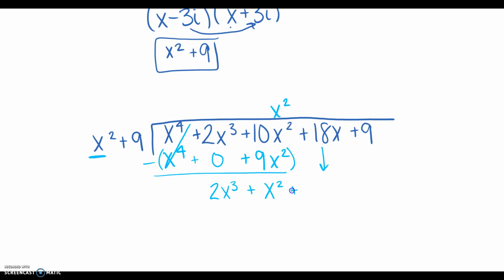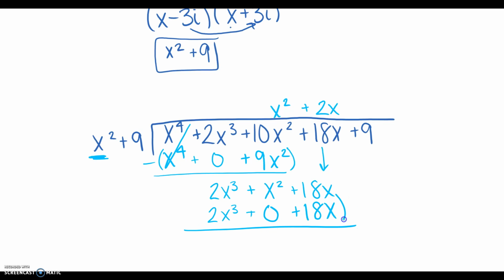Now we still need to bring down our 18x. And we're going to say, okay, what can I multiply by x squared to get 2x cubed? That's going to be a positive 2x. So you get 2x cubed. There's nothing here. And 18x. And then we'll subtract. So these cancel. Bring down our x squared. 18x minus 18x is 0. We'll bring down our 9.